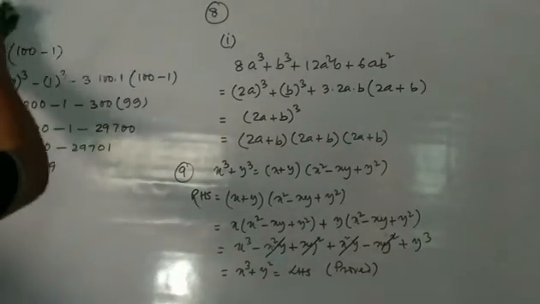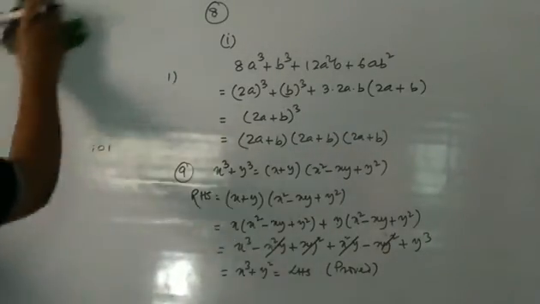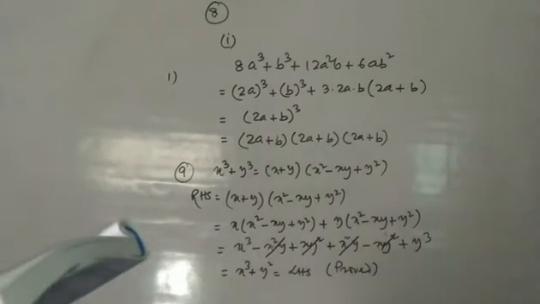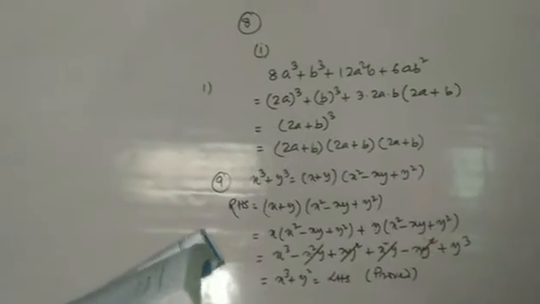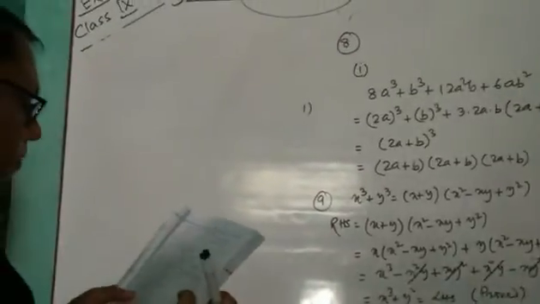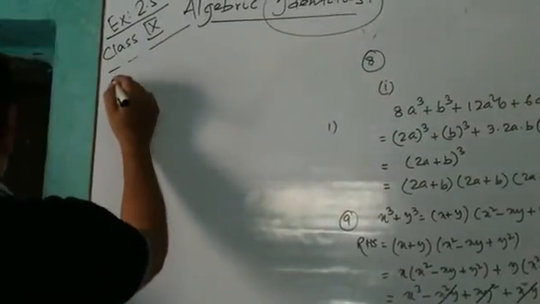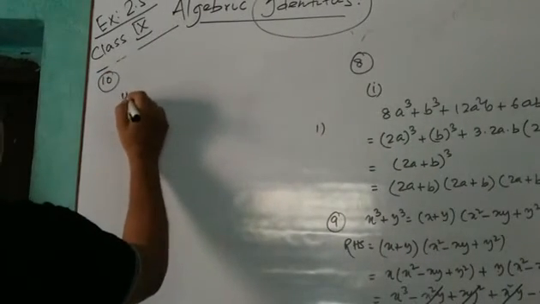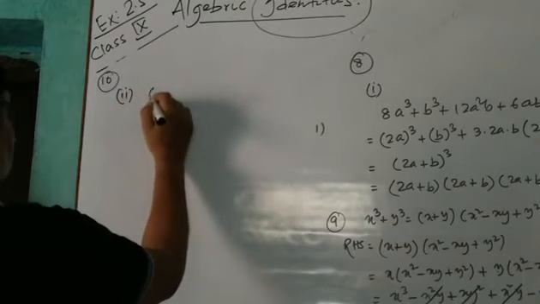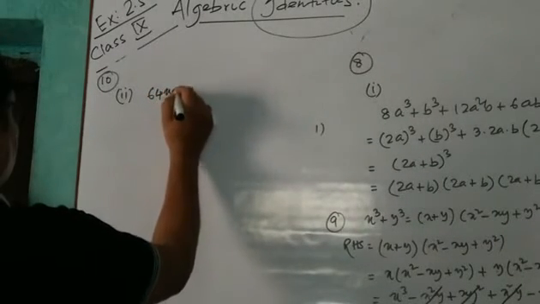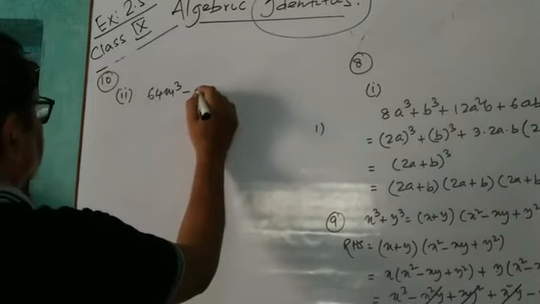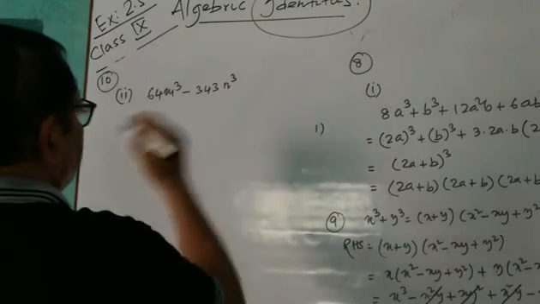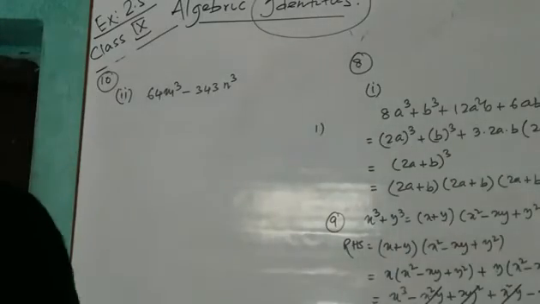Now come to question number 10, students. I hope these are very simple, and you are having some idea of this factorization as you have learned in your previous class. Question number 10, one of the two questions I will solve. Question number 2, that is 64m cube minus 343n cube. Difference of cubes.